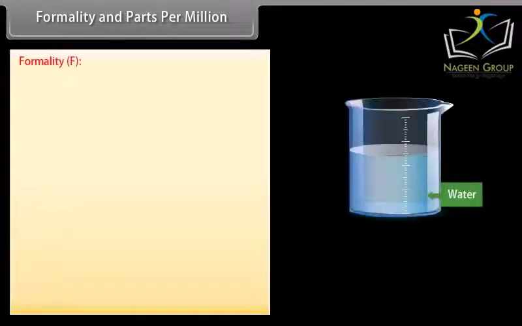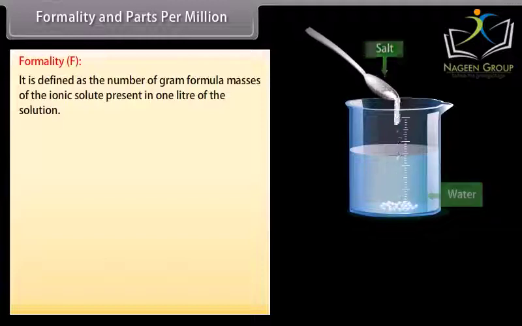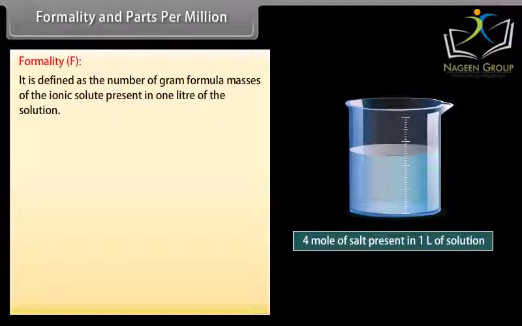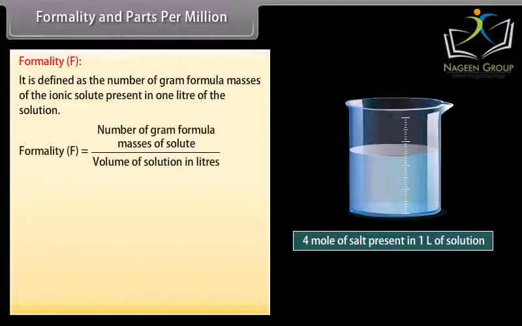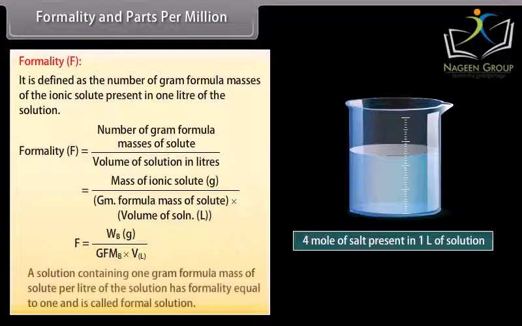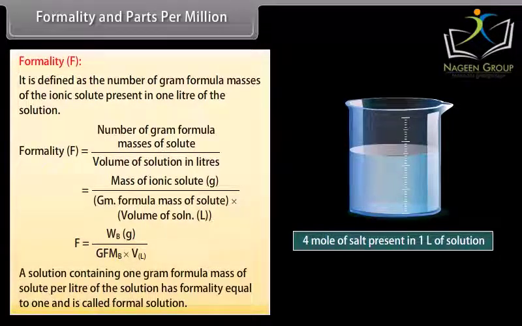Formality and parts per million. Formality. It is defined as the number of gram formula masses of the ionic solute present in 1 liter of the solution. It is represented by F. Mathematically, formality is represented by F is equal to Wb in grams divided by product of gram formula mass of B and volume of solution in liter. A solution containing 1 gram formula mass of solute per liter of the solution has formality equal to 1 and is called formal solution.